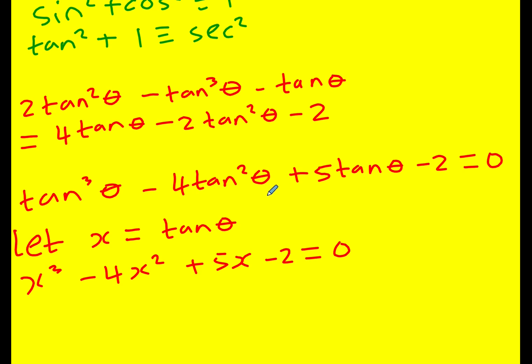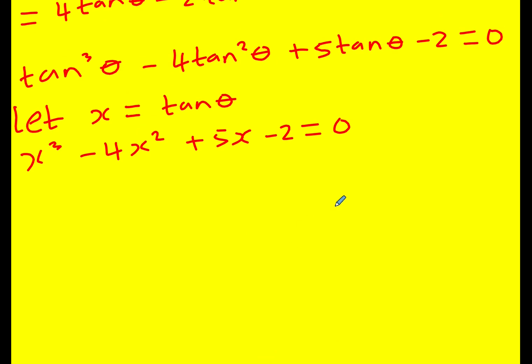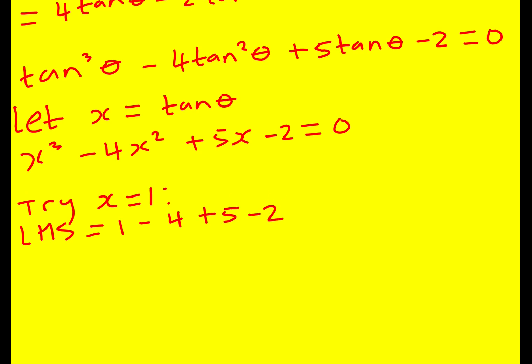Now, we're not given any factors, so we need to try some out. The good news is that this is a small number, and so if it's going to factorize into 3 brackets, the numbers are going to be small integers, and so we can try something. x equals 1 would be a first one to try and see if that is a solution. So the left-hand side would be 1 minus 4 plus 5 minus 2. That is going to be 0. So x minus 1 is a factor. Brilliant.